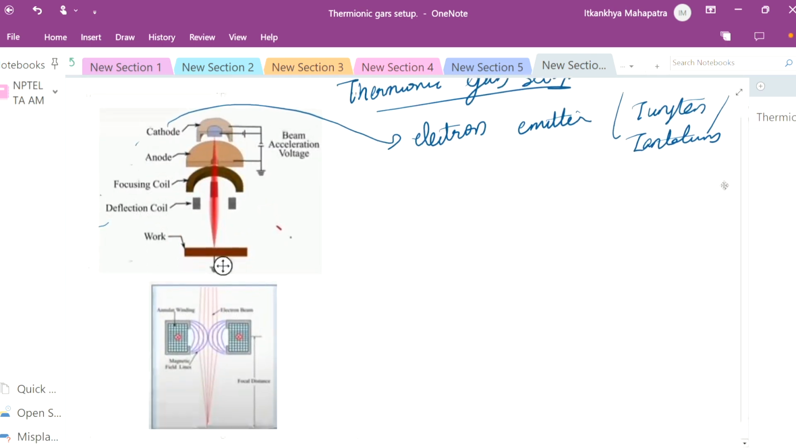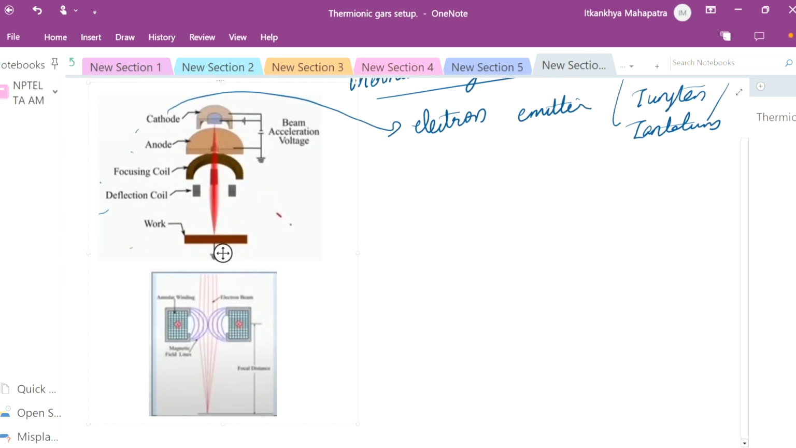So from the cathode, electrons are emitted from the surface, and we need to accelerate these electrons. Now how will we do it? We will provide it through the anode. Anode is positive, cathode is negative, and the electrons will travel towards the anode. So the higher the voltage, the higher the velocity. So here we provide the high voltage, and with this we control the velocity.